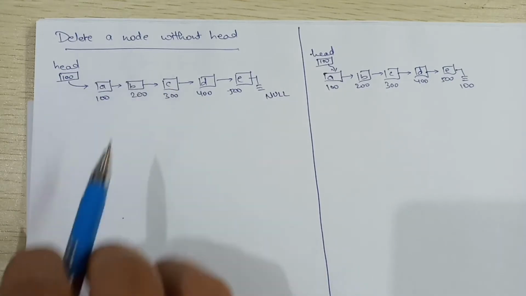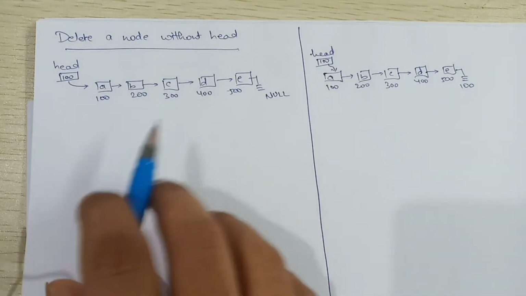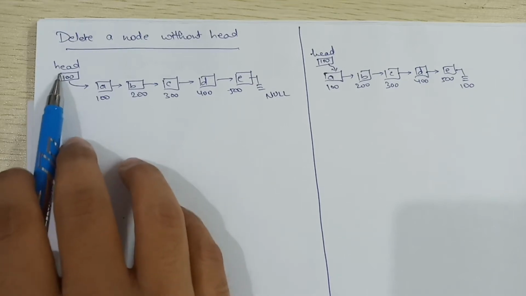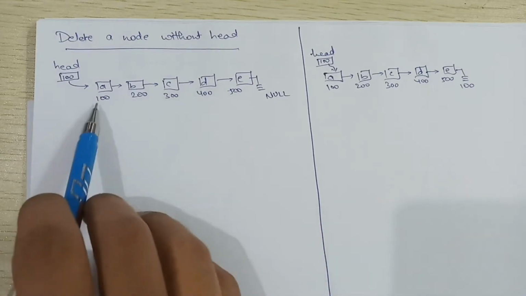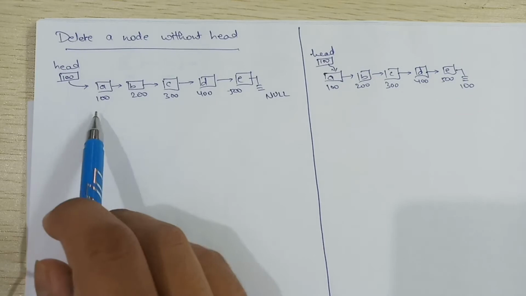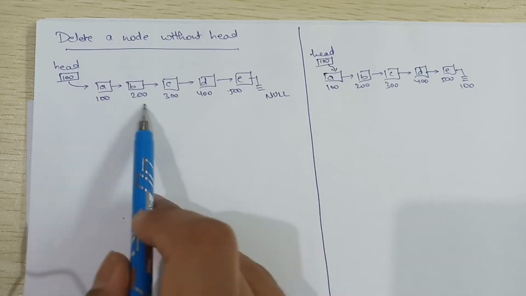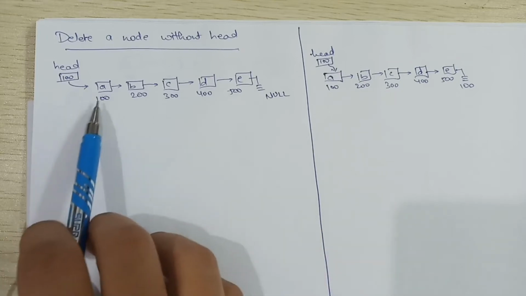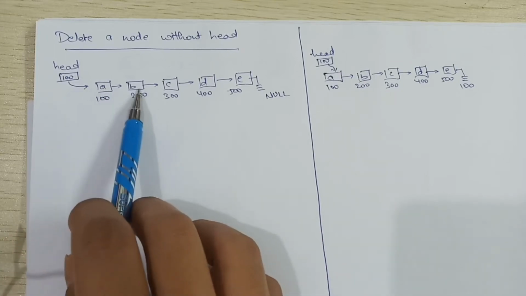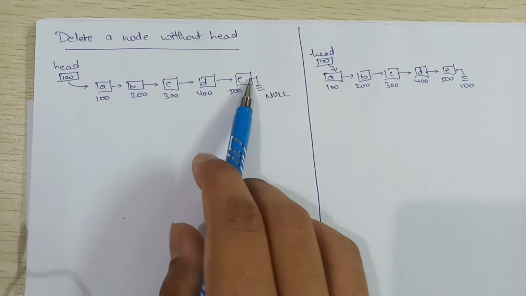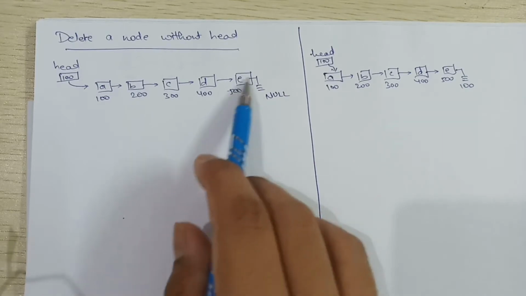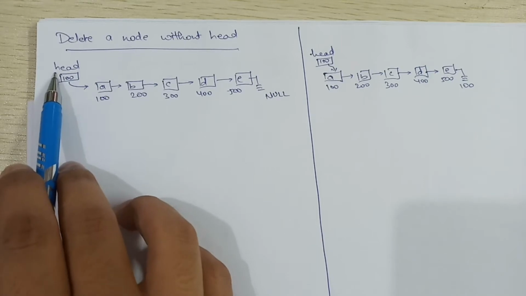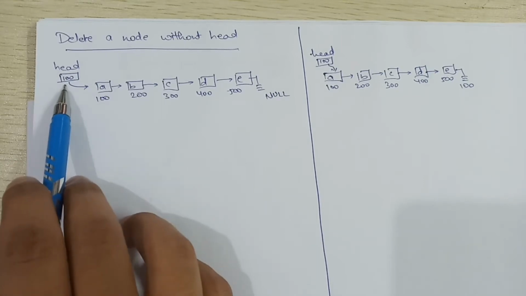Okay, so before going to the solution of the problem, first let's see how the head pointer is useful to us in the linked list. So this is the linked list, and suppose these are the addresses of each node of the linked list. This is the address of this node, this is the address of this node, and so on. And the last node's next pointer is pointing to null. So this is a pointer variable which holds the address of the first node.